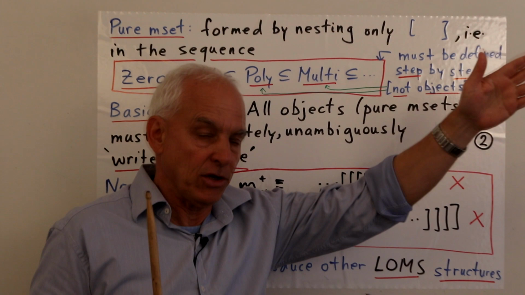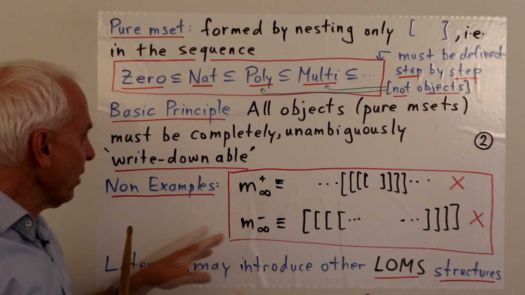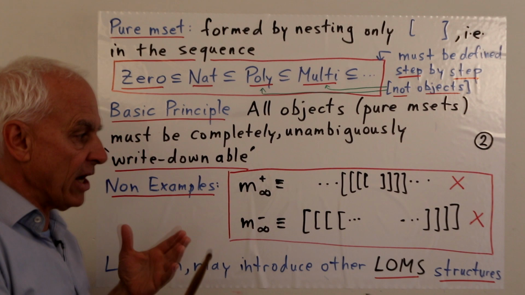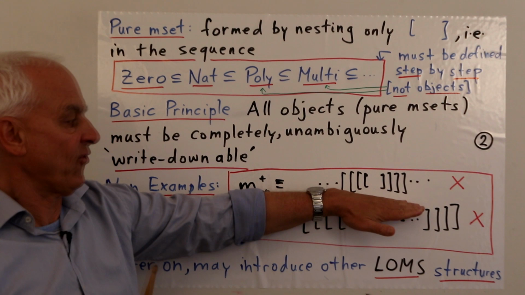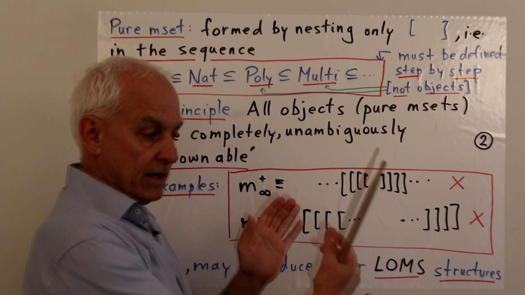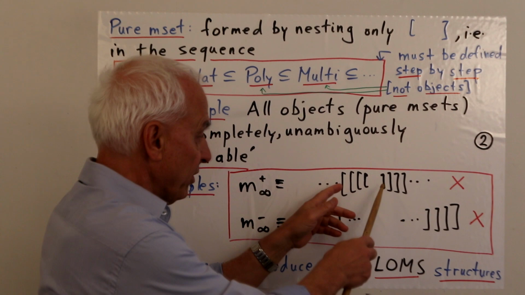So in particular, have a look at these. So these are examples of things which, from our point of view, at least at this stage, are not allowable, right? We are not allowed to say, oh, consider this pure mset. What is this? Oh, this is what you get when you start with an empty mset, like a box, and then you put that inside a bigger box, and you put that inside a bigger box, and you put that inside a bigger box, and you keep going without stopping.